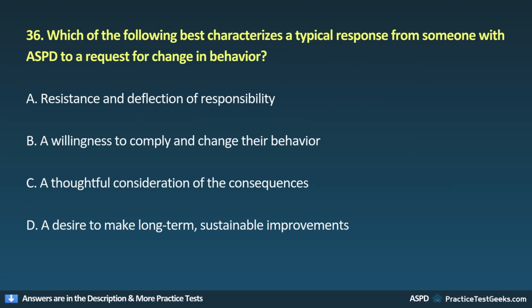36. Which of the following best characterizes a typical response from someone with ASPD to a request for change in behavior? A. Resistance and deflection of responsibility. B. A willingness to comply and change their behavior. C. A thoughtful consideration of the consequences. D. A desire to make long-term, sustainable improvements.